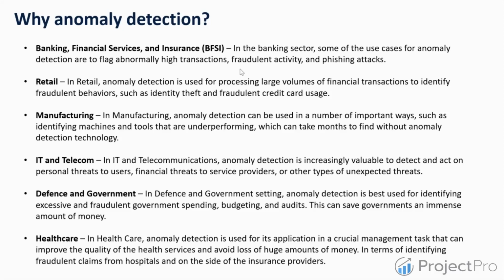The next domain is retail, right? In retail, anomaly detection is used for processing large volumes of financial transactions to identify fraudulent behaviors such as identity theft and fraudulent credit card usage, right?